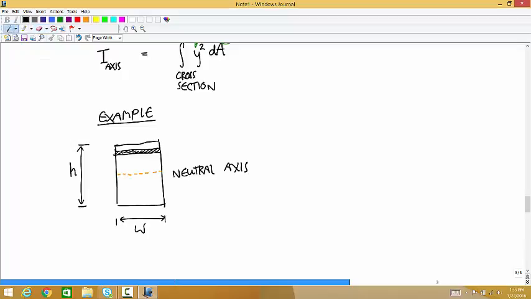Where the thickness of this infinitesimal strip is dy. And then dA, since this is a rectangle, is just going to be W times dy. And then y is just this, the distance from the neutral axis to the strip.